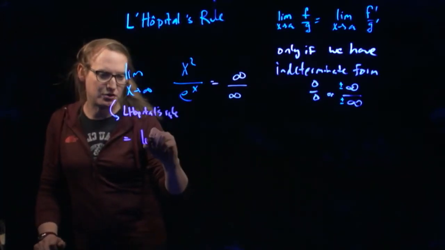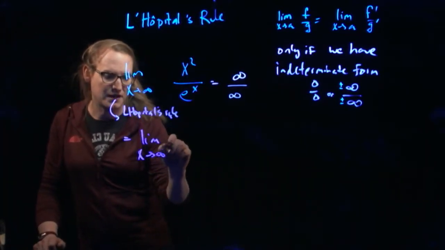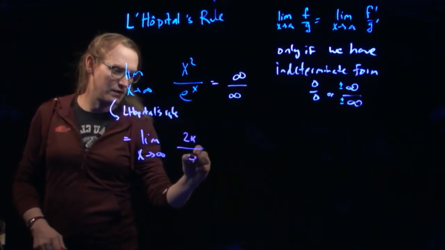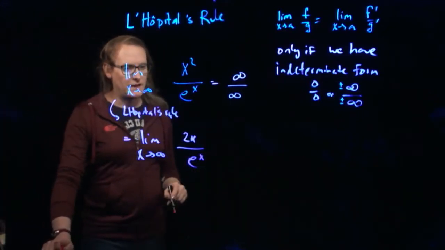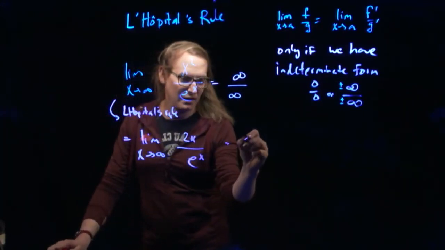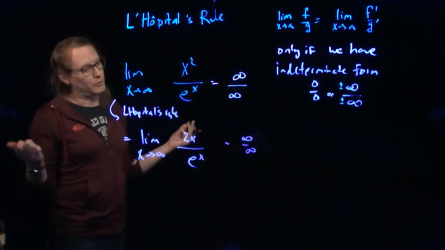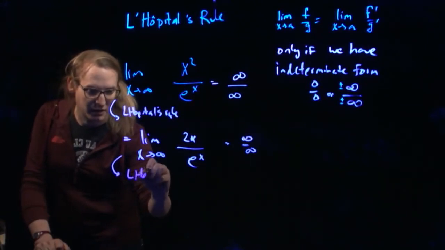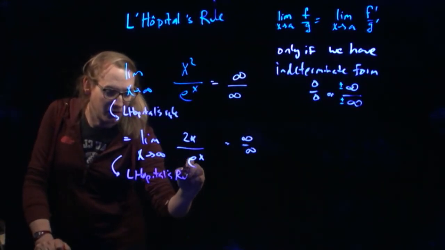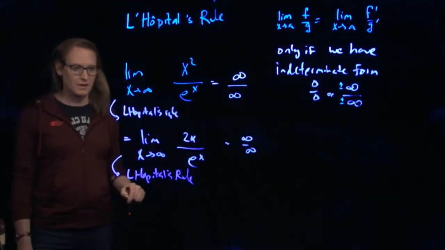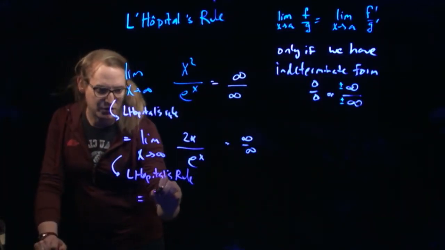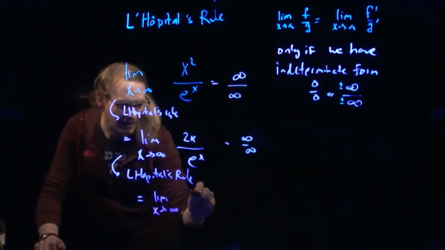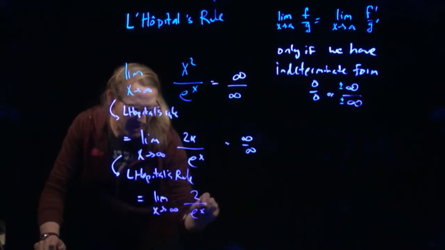So this thing is equal to the limit as x approaches infinity of the derivative 2x over the derivative e to the x. And I try plugging in x equals infinity, and I get indeterminate form infinity over infinity again. But that's no problem, because I can just apply L'Hopital's rule. And this is equal to the limit as x approaches infinity of 2 over e to the x.